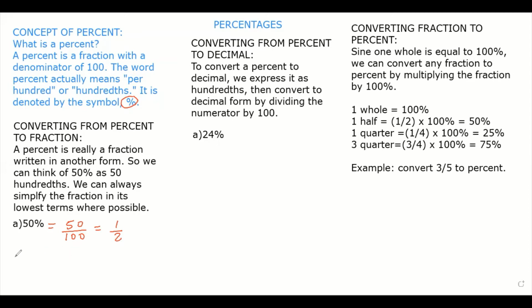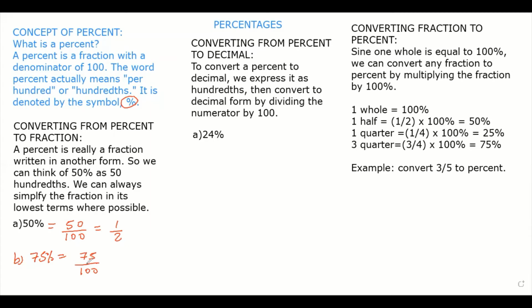Now, what if you get another problem? Let's say part B, and you're asked to convert 75% to a fraction. Then, as a fraction, it would just be 75 over 100. Why? Because a percent is a fraction with a denominator of 100, right? So 75 over 100 is a percent, just expressed in fractional form.